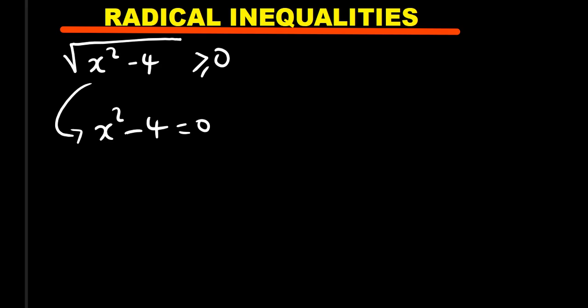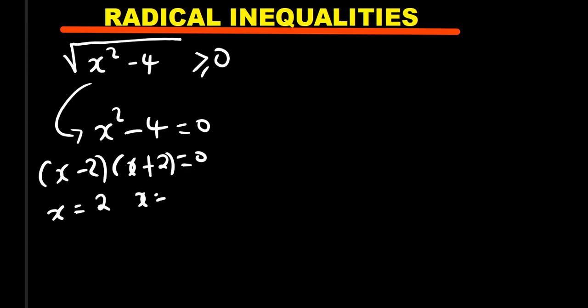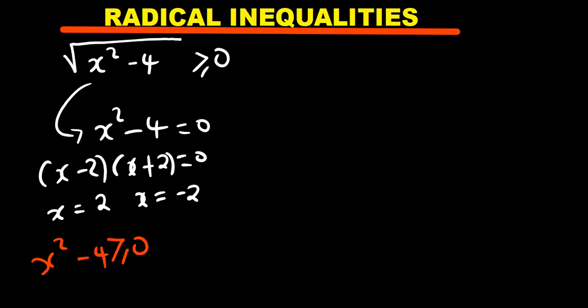This will be just the difference of two squares, x minus 2 times x plus 2, equals 0. So you have x equals 2 and x equals negative 2. Remember, x squared minus 4 should be greater than or equal to 0, because we want only positive numbers in the root, so that the root is defined. Now how do we show that?